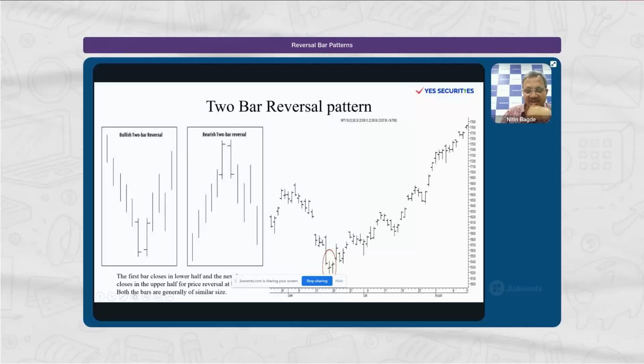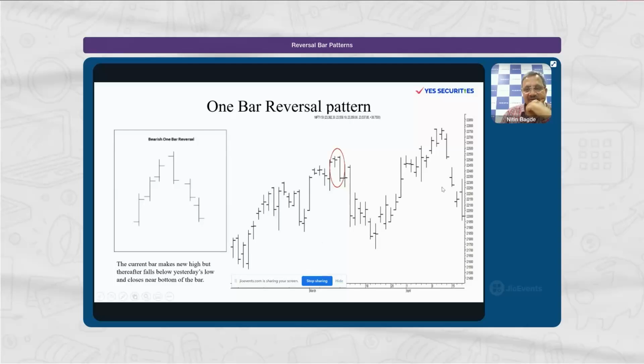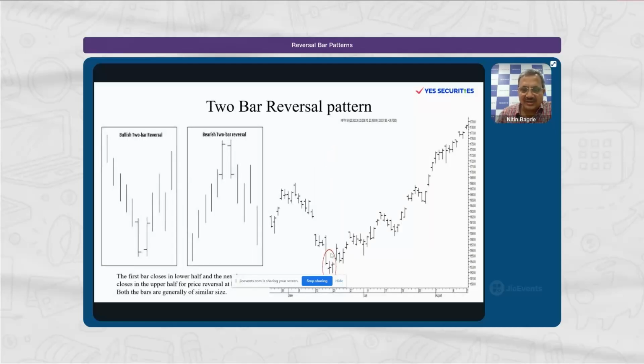One more important thing I should mention is that in this there is also a confirmation part. For example, in the one bar reversal pattern, unless and until the current bar's low is breached, the confirmation of the pattern comes on breach of the low. Then only we know that the pattern has completed. So in one bar also, in two bar also, the high should be broken.